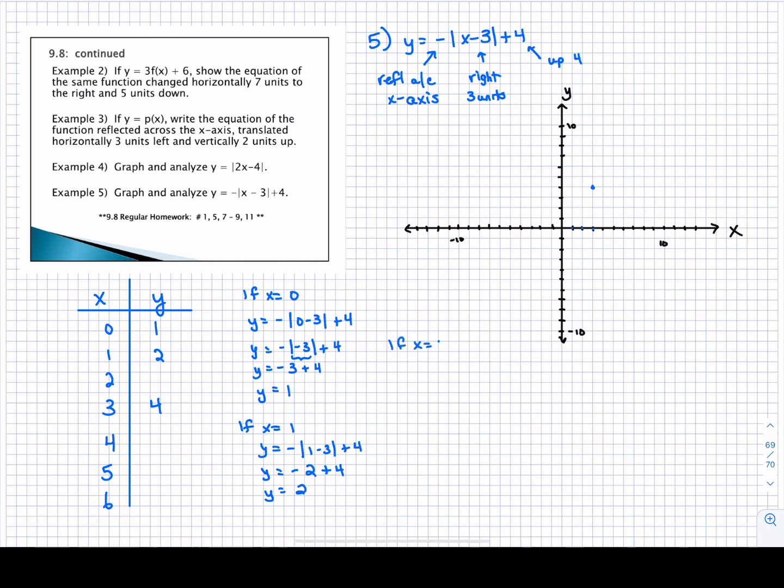So if x is equal to positive 2, then we have y equals negative absolute value of 2 minus 3, all plus 4. So this is going to be negative absolute value of negative 1 plus 4. And again, two negatives don't make a positive. We have to leave that negative on the outside and work out negative 1 on the inside. So absolute value of negative 1 is only positive 1. And if we add 4, we get positive 3. So we're building quite the table of values here. If we have for our next value x equals 4, then y will equal negative absolute value of 4 minus 3 plus 4. So y will equal negative absolute value of 1, which we know is just 1, plus 4, or 3.